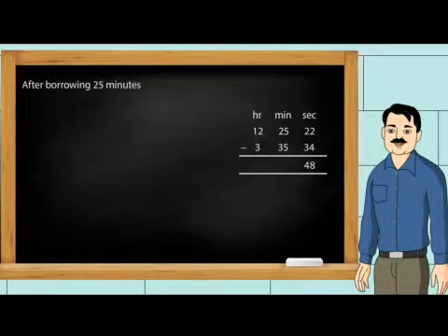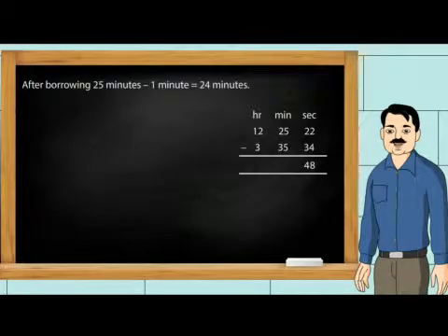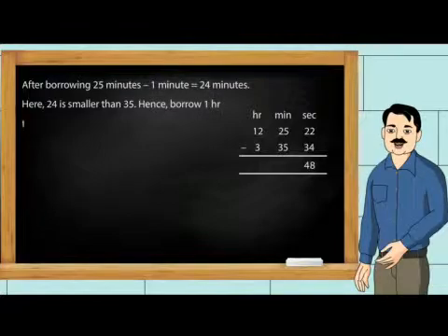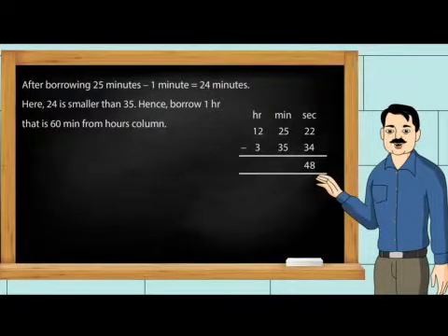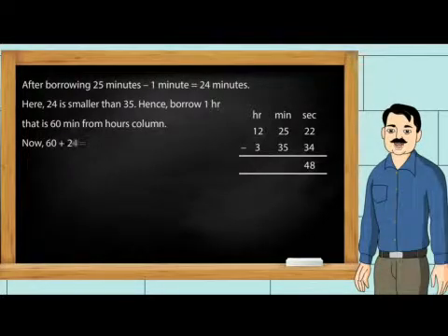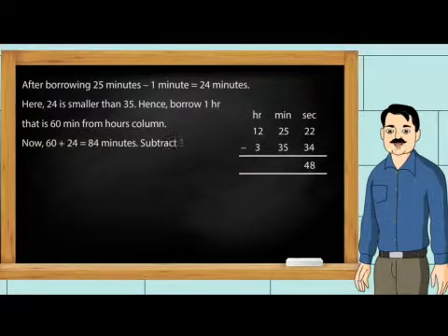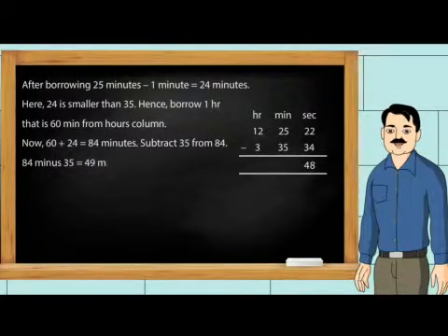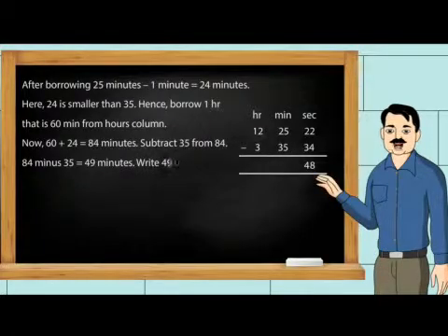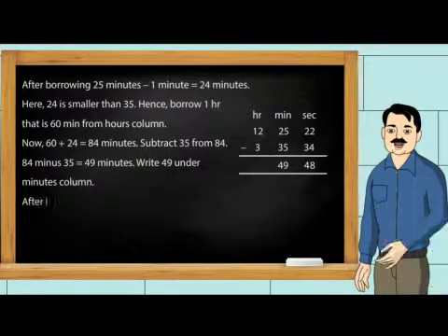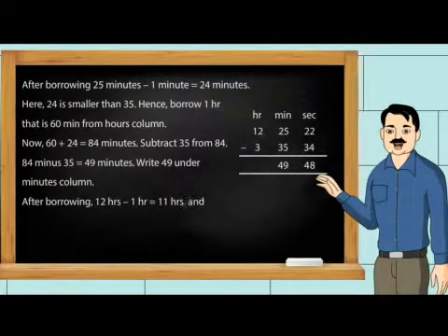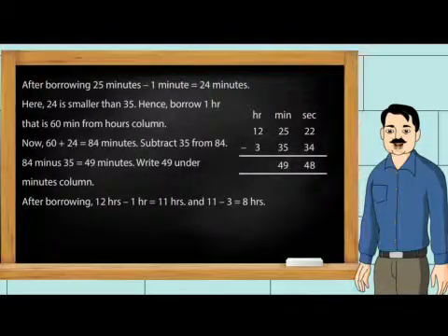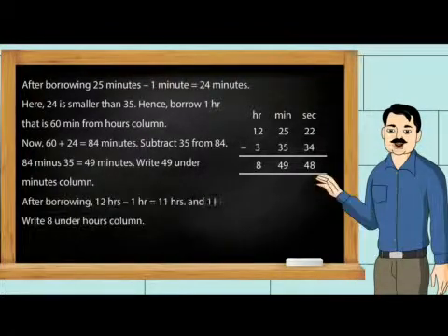After borrowing, 25 minutes minus 1 minute equals 24 minutes. Here, 24 is smaller than 35. Hence, borrow 1 hour, that is 60 minutes, from the hours column. Now, 60 plus 24 equals 84 minutes. Subtract 35 from 84. 84 minus 35 equals 49 minutes. Write 49 under the minutes column. After borrowing, 12 hours minus 1 hour equals 11 hours and 11 minus 3 equals 8 hours. Write 8 under the hours column.